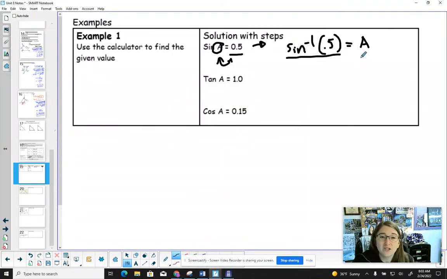It should be 30. So what this means is angle A is 30 degrees. Normally, we're given the angle and we can find a side length with it. Now, we're trying to find the angle, so we're going in reverse.